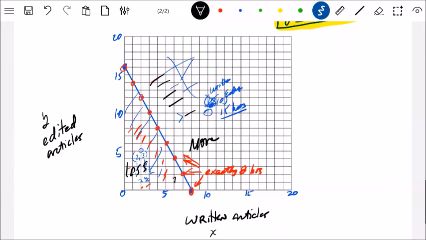This one is 7 for the written, or x's, and 2 for the edited, which makes sense. 7 hours, and the 2 is 2 half hours. That makes 1 more hour. That's 8 hours. And this one is going to be 6 and 4. And this point is 5 and 6. And here we have 4 and 8, 3 and 10. And here we have 2 and 12, 1 and 14, and 0 and 16.